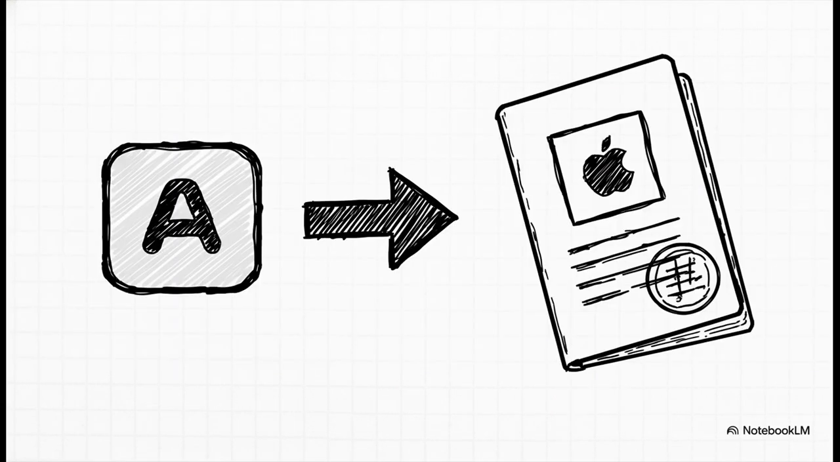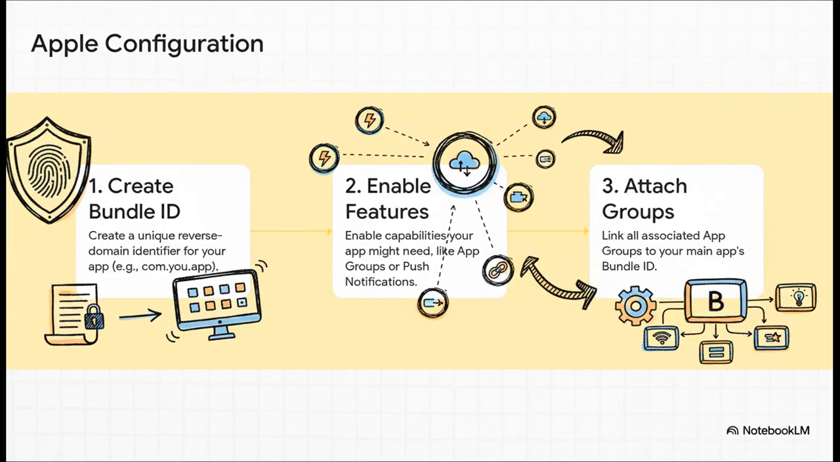Okay, so the next part can sound a little intimidating, but trust me, it's not. We just need to give our app an official, unique identity so Apple knows what it is. So you'll pop over to the Apple developer website and create something called a bundle ID. It's just a unique name for your app, usually in a reverse website format, like com.yourname.habittrack. It's basically its official government name. Then you just flip a few switches to turn on features you might need, like push notifications, and make sure they're all connected to that main bundle ID.